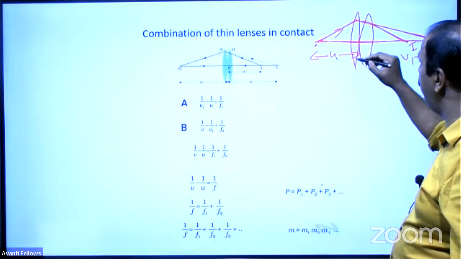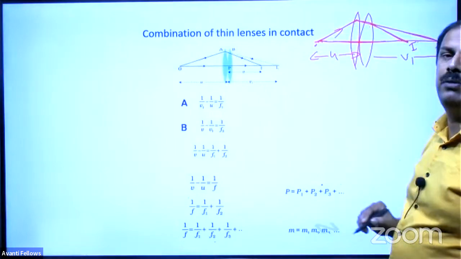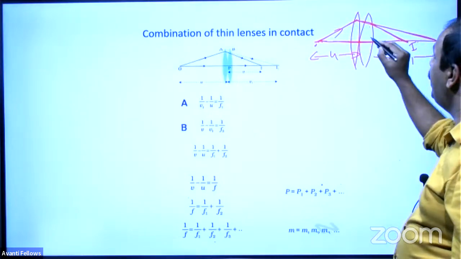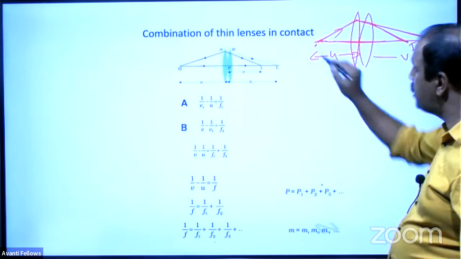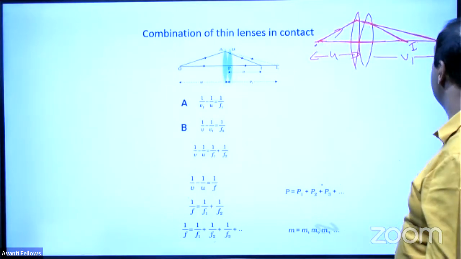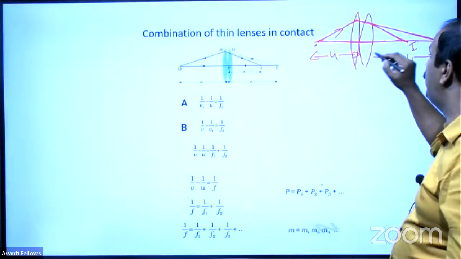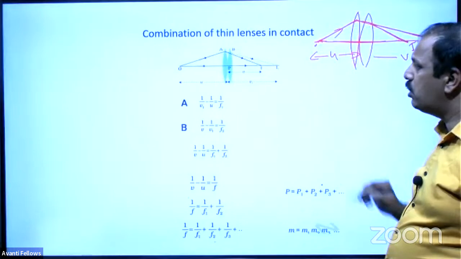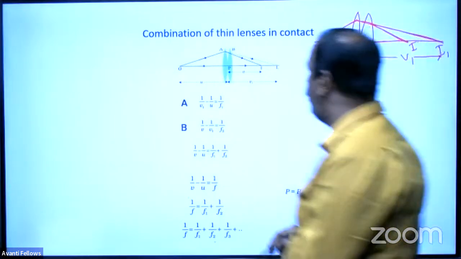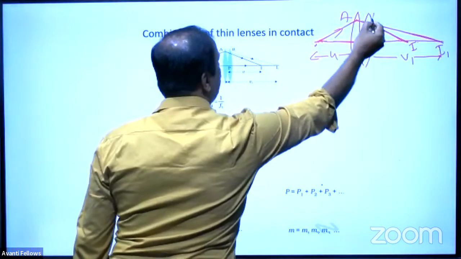We have the first lens that makes an image here. For the second lens, this is not the object. For the second lens, the image made by the first lens should be taken as the object. So I will do it like that. Here there are two lenses, A and B. This is A and this is B.